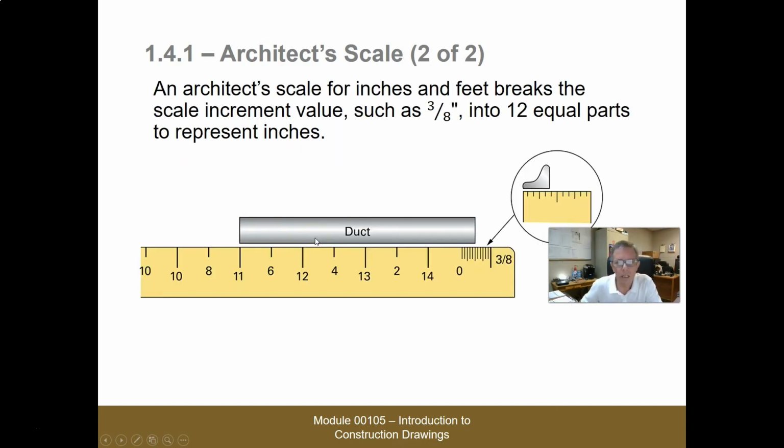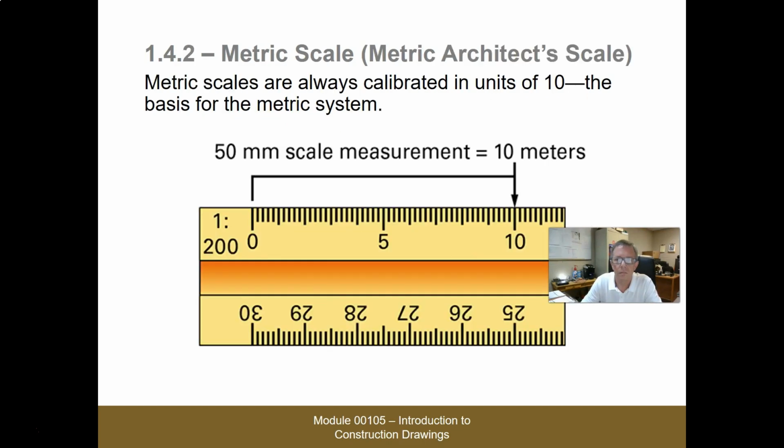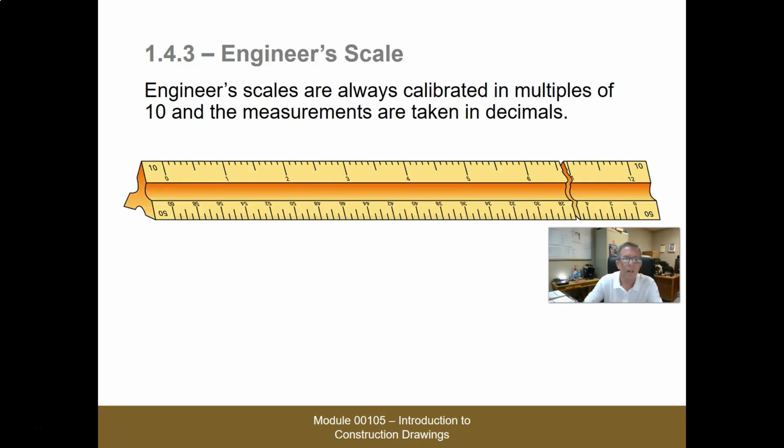It says that an architect scale for inches and feet breaks the scale increment values such as 3/8 of an inch into 12 equal parts to represent the inches. And then metric scales are always calibrated in units of 10, the basis of the metric system. And right here, looking at this engineer scale on the end, we can see where it's triangular shaped, and that's why this one ruler will give me 1, 2, 3, 4, 5, 6 different scales on one rule. And then they have digital ones too that we can get. But it says engineer scale is always calibrated in multiples of 10, and the measurements are taken in decimals.